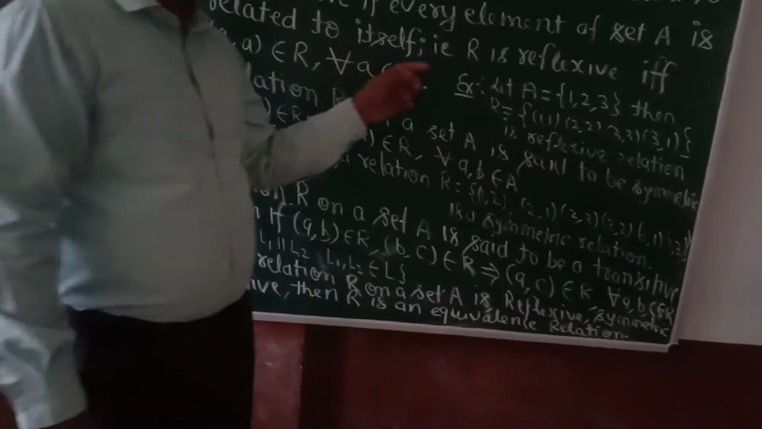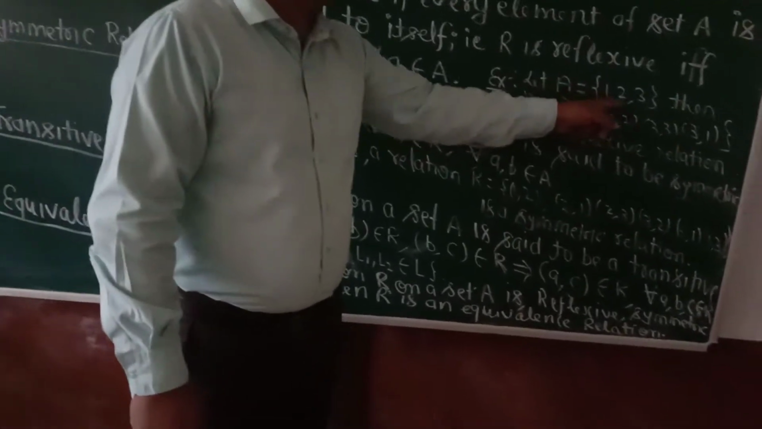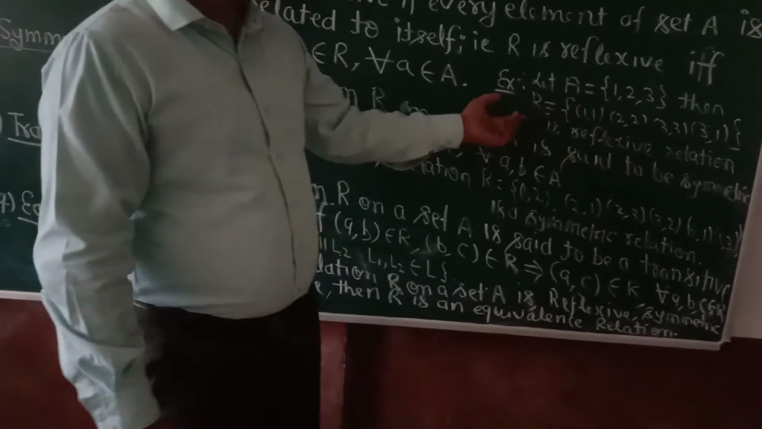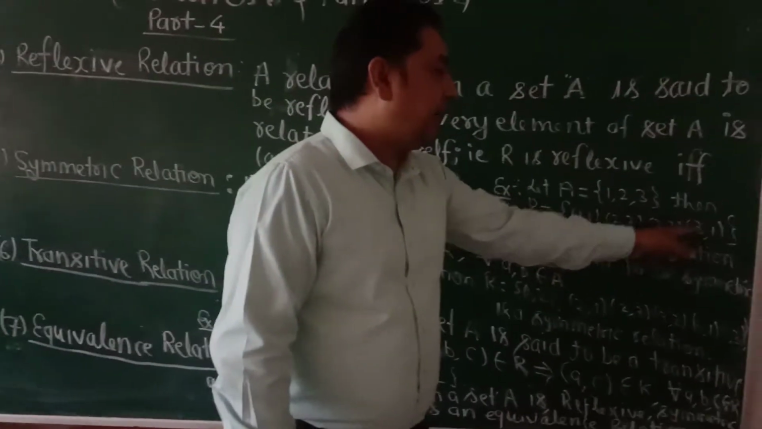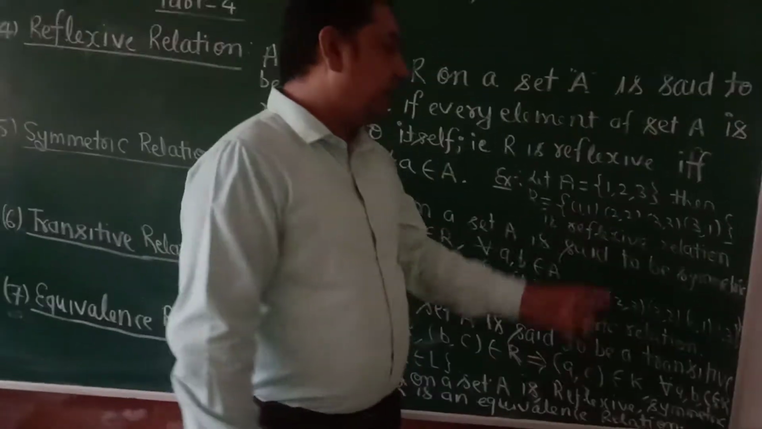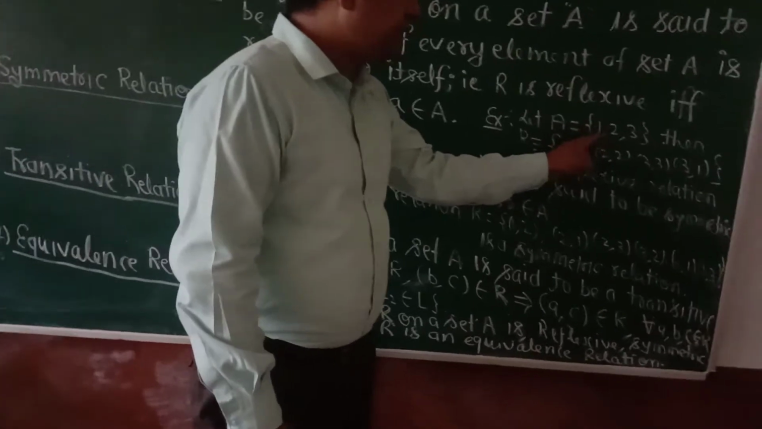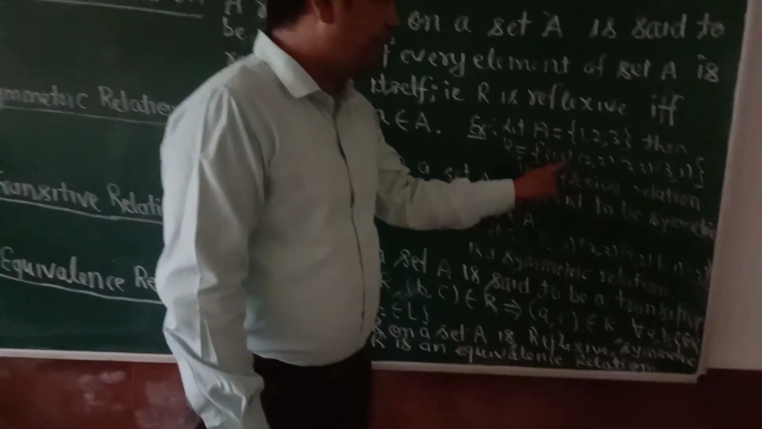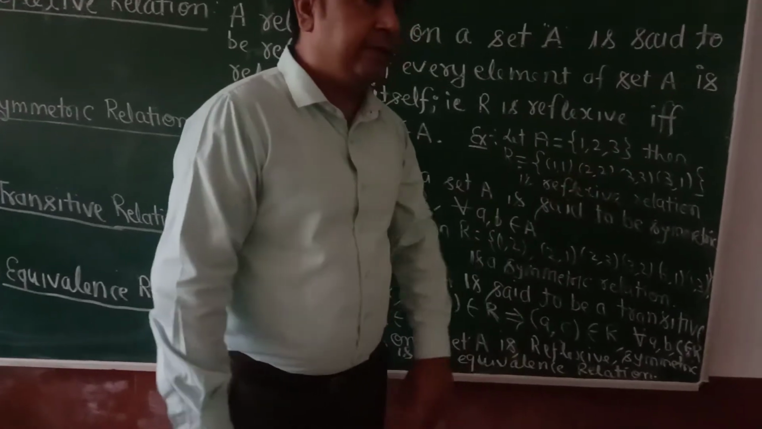You can take an example. Suppose the given set is A equal to {1, 2, 3}, and we suppose a relation in which (1, 1), (2, 2), (3, 3) and (3, 1) elements are related. This relation is a reflexive relation because for all elements of set A, 1 is related to 1, 2 is related to 2, and 3 is related to 3.